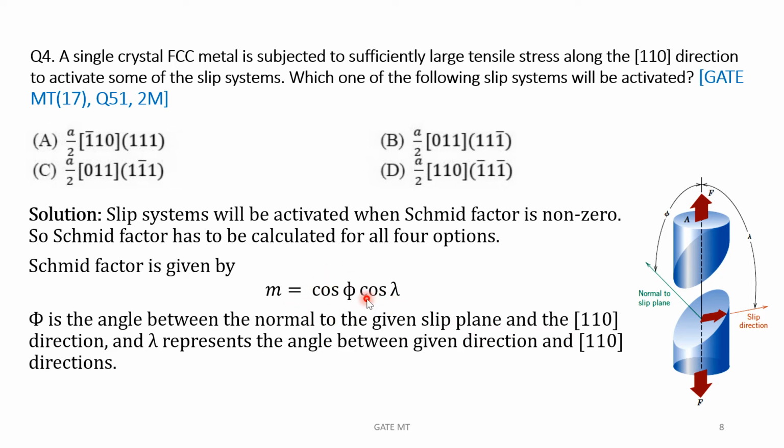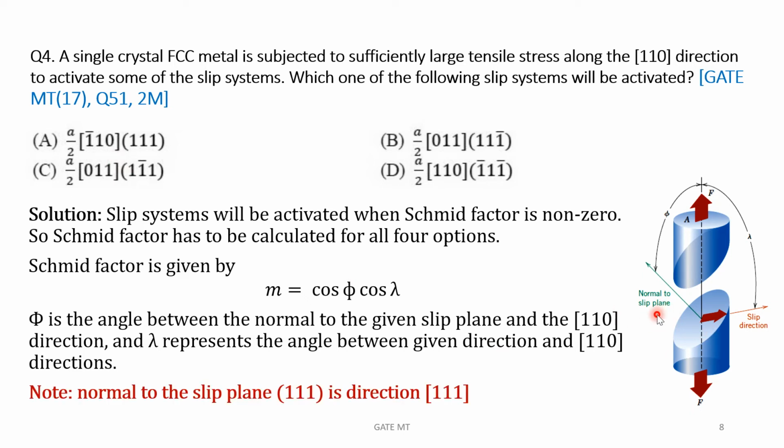And by calculating the value of M, for whichever option it becomes non-zero, that plane will become activated. So, in order to do that, the plane is given, the direction is given, but the normal to the slip plane is not given, right? So, what is the normal to the slip plane? In any case, for example, if you are considering the plane 111, the normal to the slip plane is the direction 111. Basically, we have to calculate the angles only between directions.